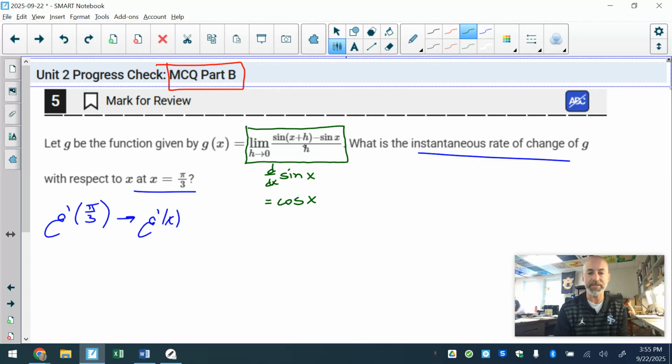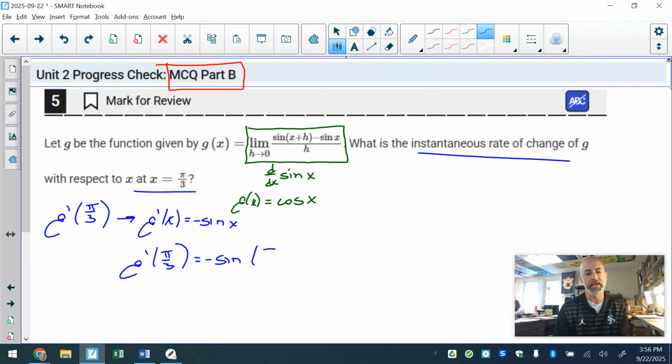And if that's the answer to the limit, if the limit takes you to cosine x, well, that is what g of x is. And so g of x is cosine x. That means g prime of x, going back to this question, would be the negative sine of x. And then g prime of pi over 3 goes back to the unit circle, which you should know. This is a non-calculator question.